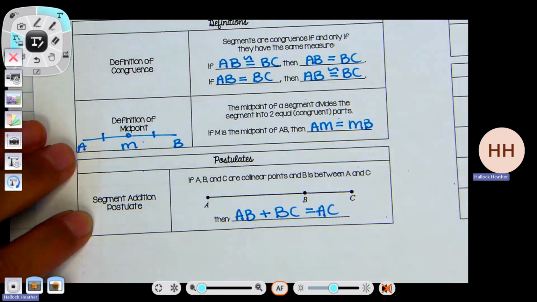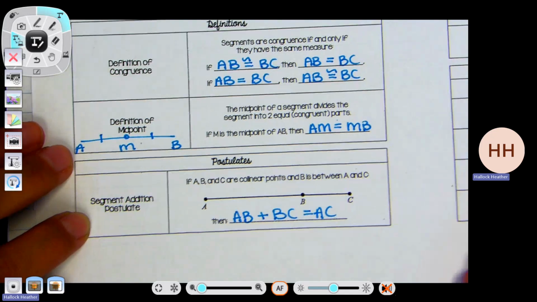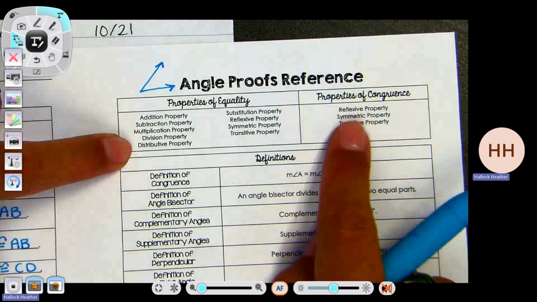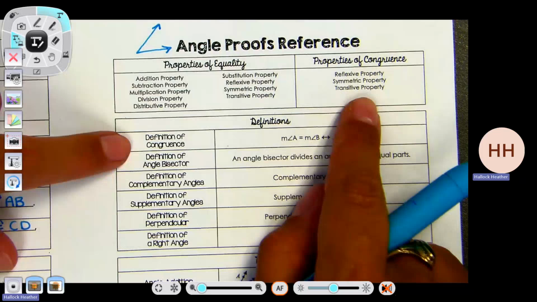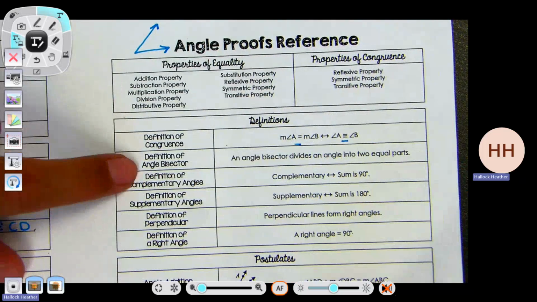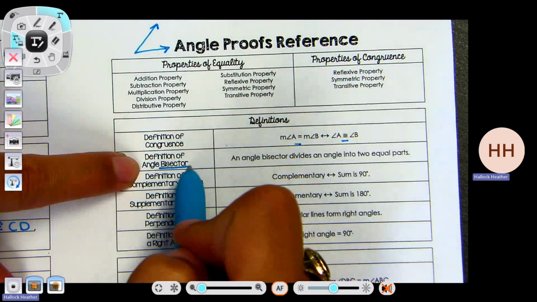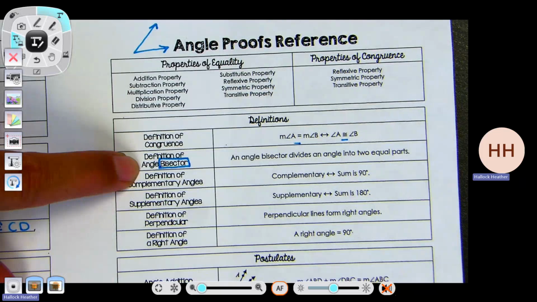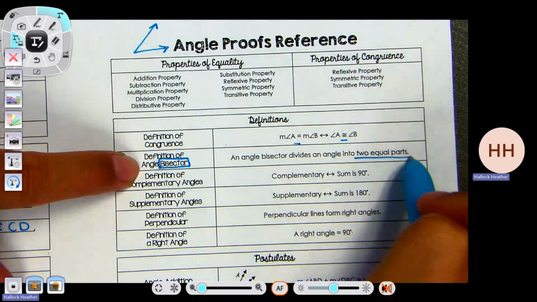The angle proofs are literally the same exact thing, except they're angles. With angles, you just have a couple of extra things. So you have properties of equality, that's the same exact thing. Properties of congruence, that's the same exact thing. Definition of congruence is the same thing. If I know they're equal, then I can say that they're congruent. An angle bisector, does anybody remember what an angle bisector is? It splits in half. So this is a midpoint, but instead of on a line, it's an angle. So it's creating two equal parts.